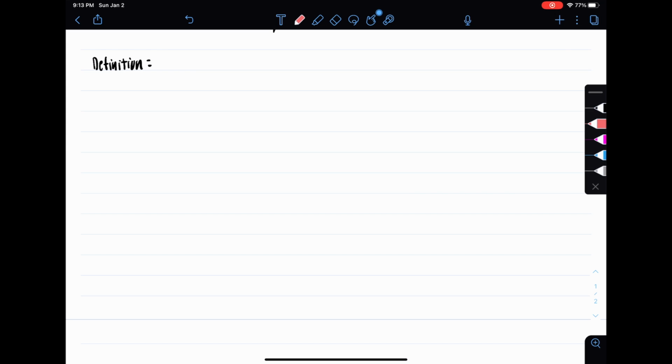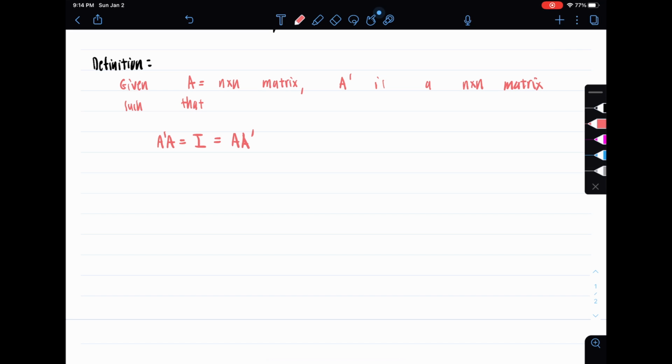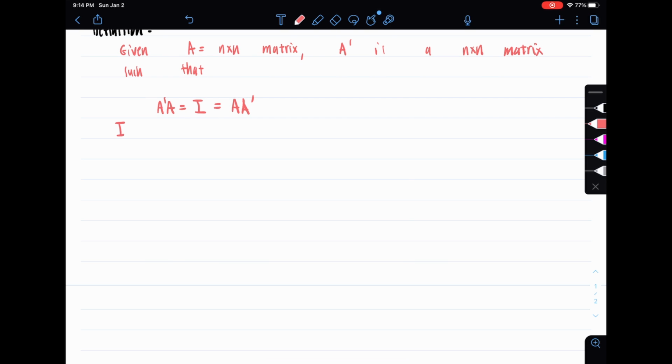Alright, anyways, so let's start with a definition of an inverse. Given a matrix A, which is n by n dimensions, the inverse of A, a prime, is an n by n matrix such that a prime a equals I, which equals a a prime. Now, note that I equals I n, which is the n by n identity matrix, of course if a prime exists.